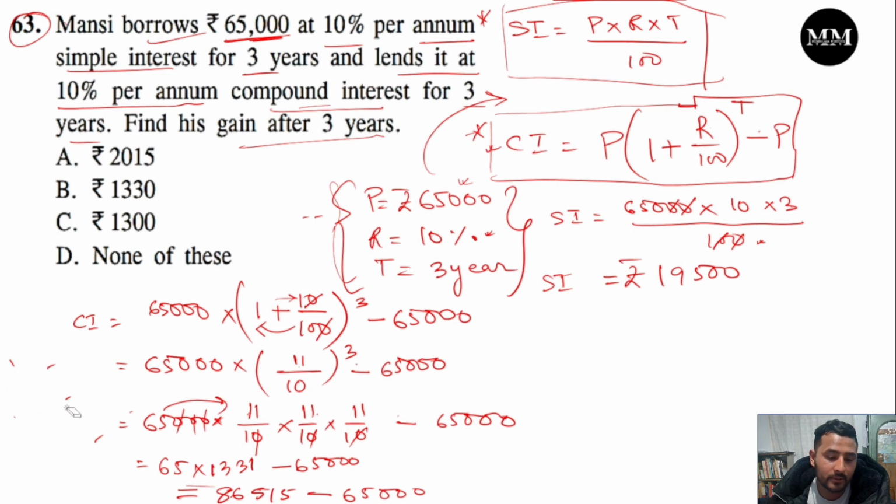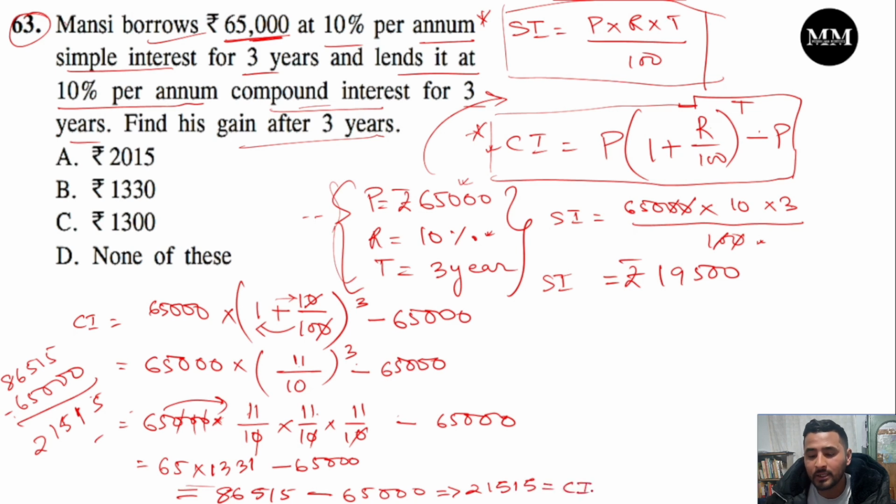65. You have to minus 86515 minus 65000. You'll get 5 minus 0 is 5, 1 minus 0 is 1, 5 minus 0 is 5, 6 minus 5 is 1, 8 minus 6 is 2. So we're getting how much? 21515. So this is CI.